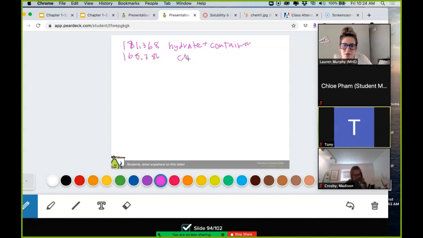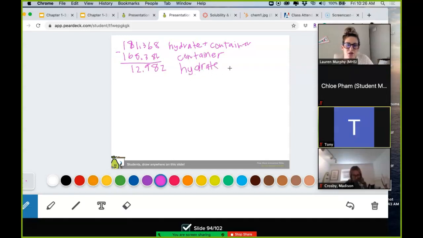168.386. This is the container. So if you subtract them, you will end up with the mass of just the hydrate. So what does that come out to be? 181.368 minus 168.386 is 12.982. Sorry, that 8 is funky, huh? Okay, and this is just your hydrate.